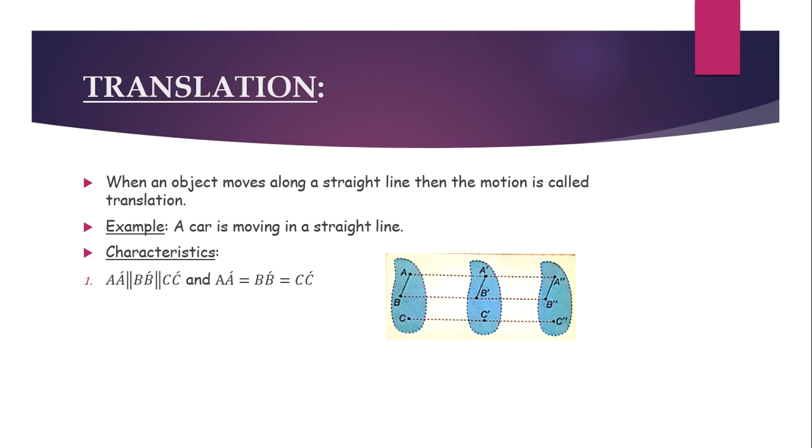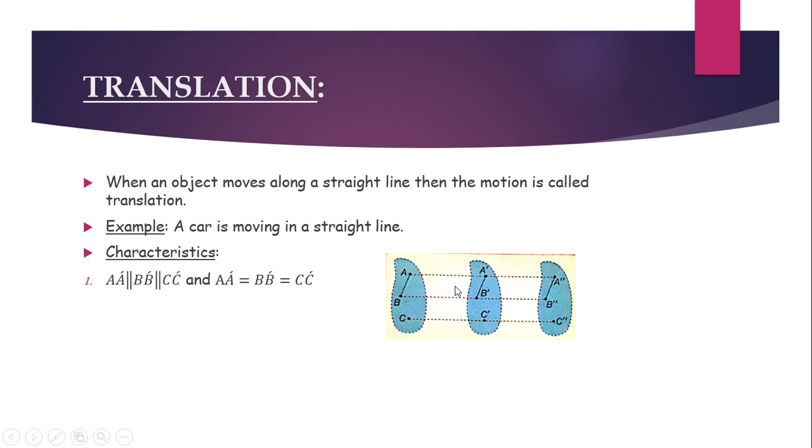The first characteristic of translation is that every point of one position always travels the same distance to reach the second position. That is, A A prime is equal to B B prime is equal to C C prime, and A prime A double prime is equal to B prime B double prime and is equal to C prime C double prime. The distance travelled by a point to reach the second position is always perpendicular to the two other points.